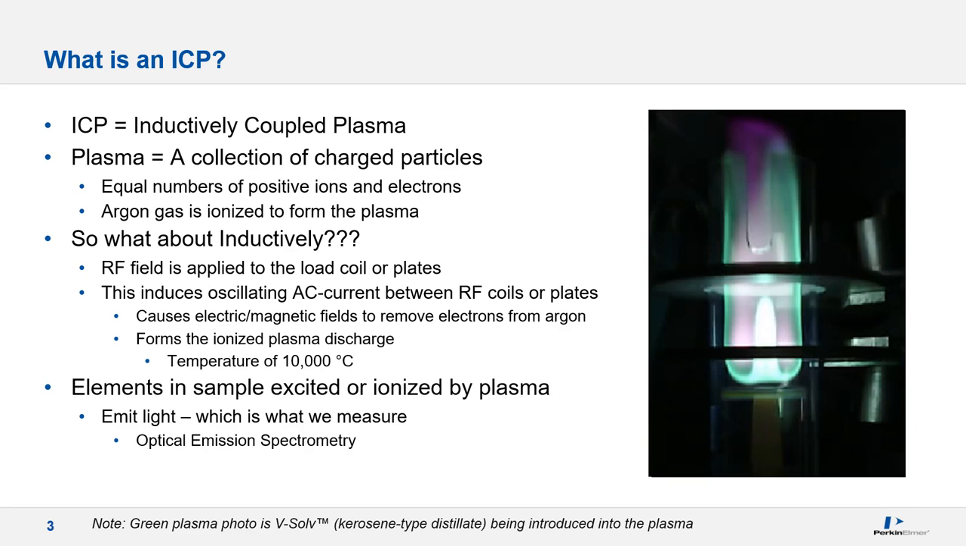In ICP-OES, the light emitted by the excited atoms and ions in the plasma is measured to obtain information about the analytes and their concentration in the sample.